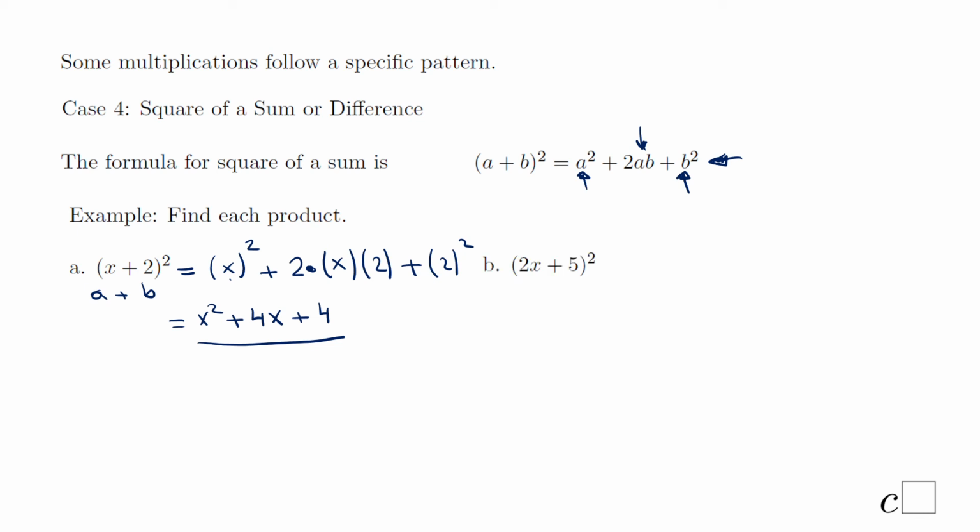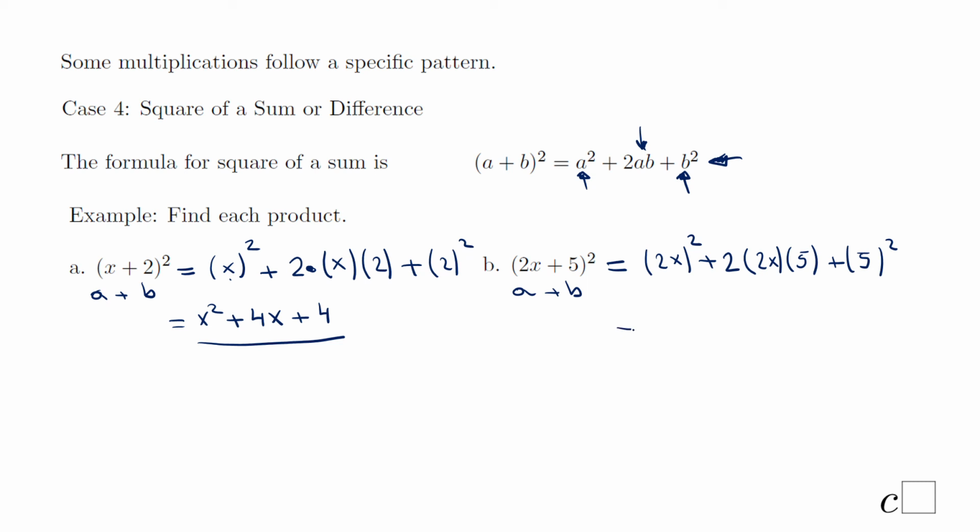Let's take a look at B, which is very similar, and I'll suggest at the beginning to do exactly what I did. Mark the a's and b's and go slow. We have a squared, which is going to be 2x squared, plus 2ab, plus 2 times 2x times 5, plus b squared, plus 5 squared. So do this step at the beginning until you get the mechanic of how to handle this pattern.